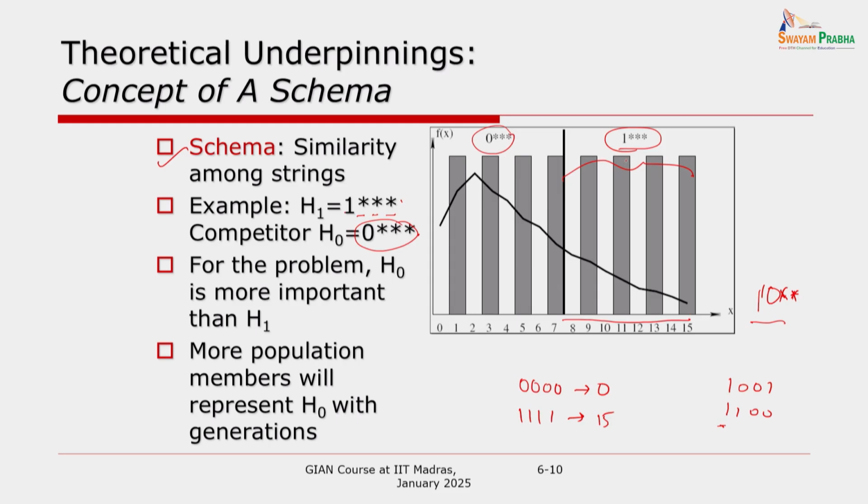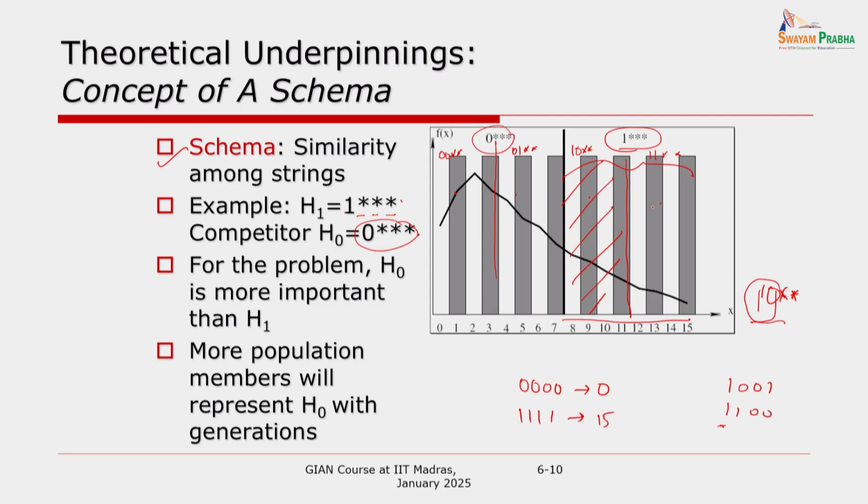Yeah, so this part here is 10**. What are its competitors? This one, 11**. Is that all? No, there are 2 more: 00** and 01**. Because when you have these 2 bits, I can have 4 options with them, so these are the 4 regions.